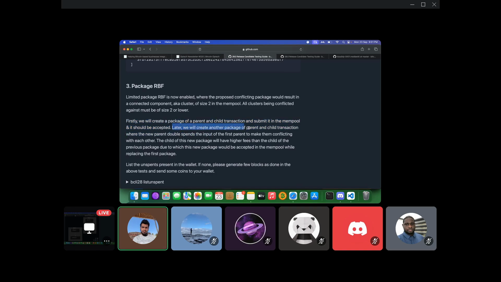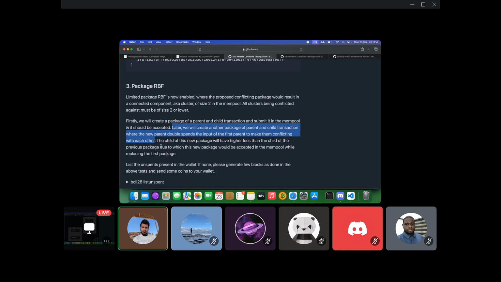Later, we will create another package of parent and child transaction where the new parent double spends the input of the first parent to make them conflicting with each other. So we already create a package and we broadcast it and it's already in the mempool. Now we'll create another parent which double spends the inputs of the earlier parent that we created. And then that parent will have a child. So now we have two conflicting packages, one package of a parent and a child, and the other package of a parent and the child.